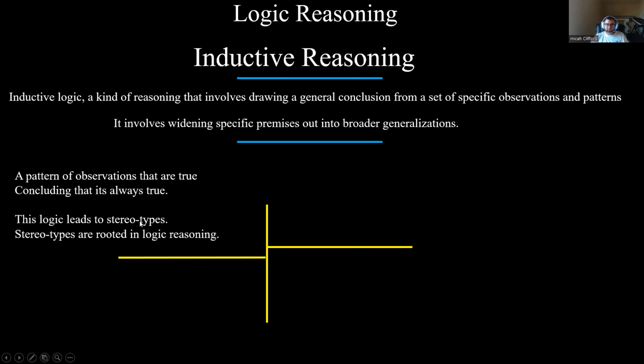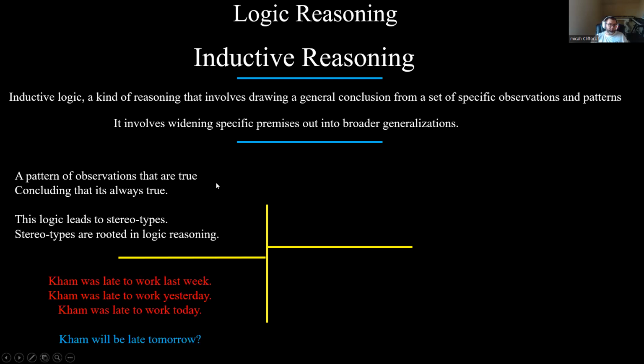And this logic leads to stereotypes. And stereotypes are rooted in logic reasoning. That's what makes them funny, right? Stereotypes, they can be funny. Yes, they can be. And they're rooted in logic. There's some logic behind that. So here's some examples, and these are, for me, real life examples, and I hope they translate well.